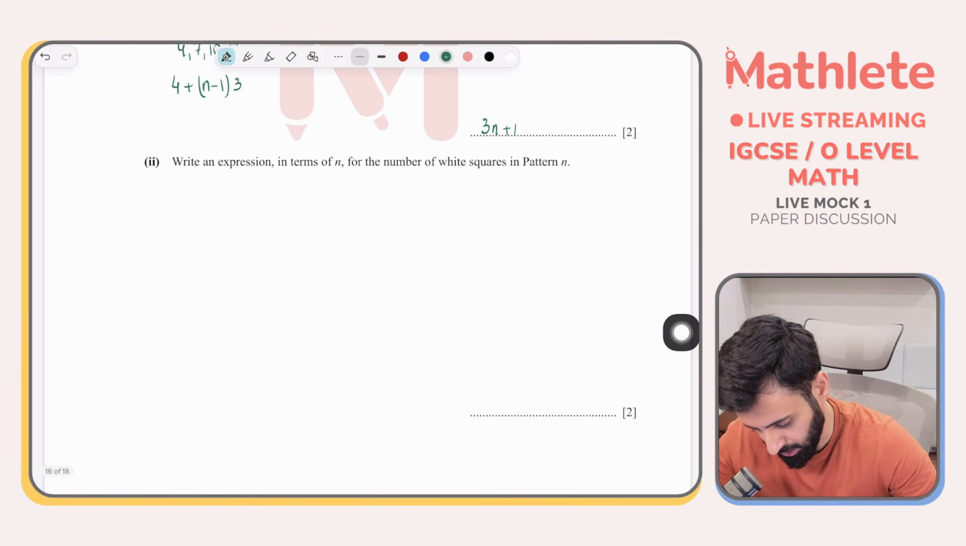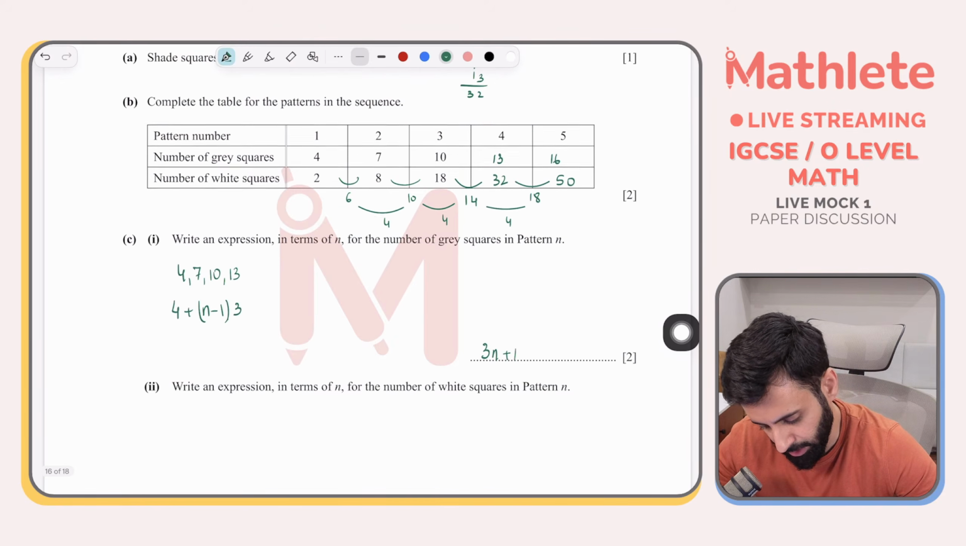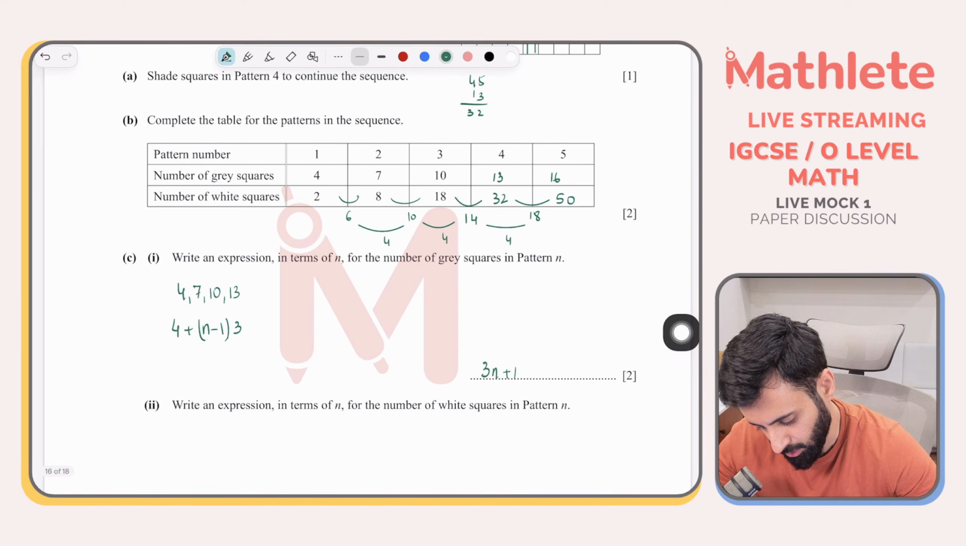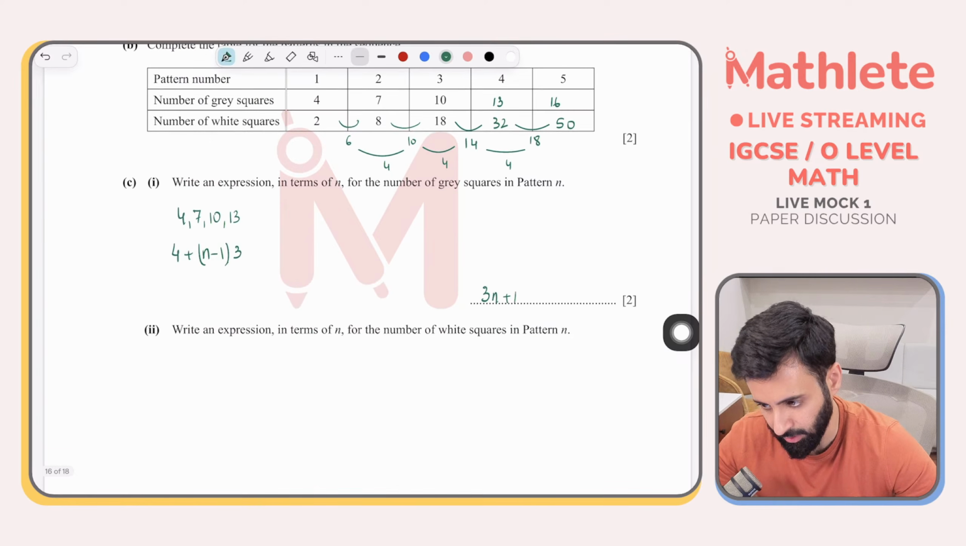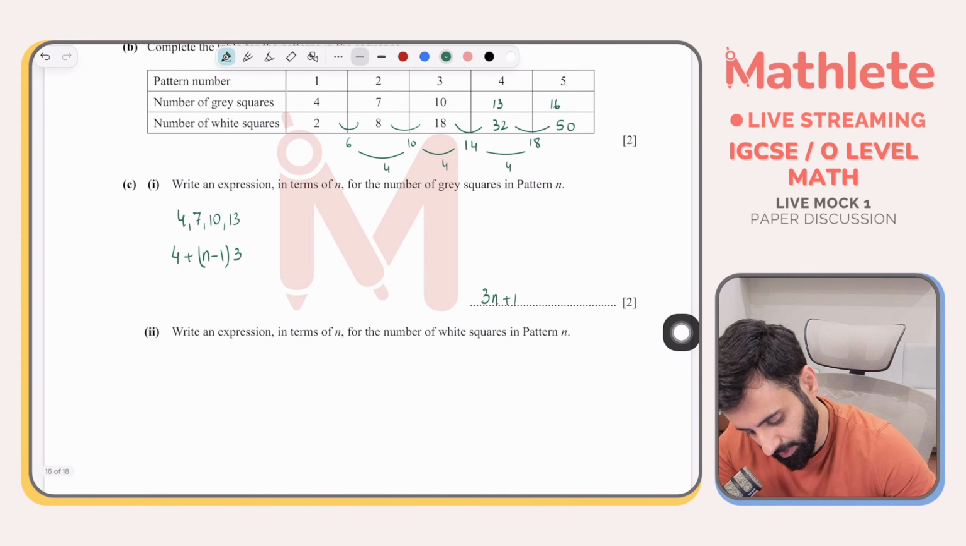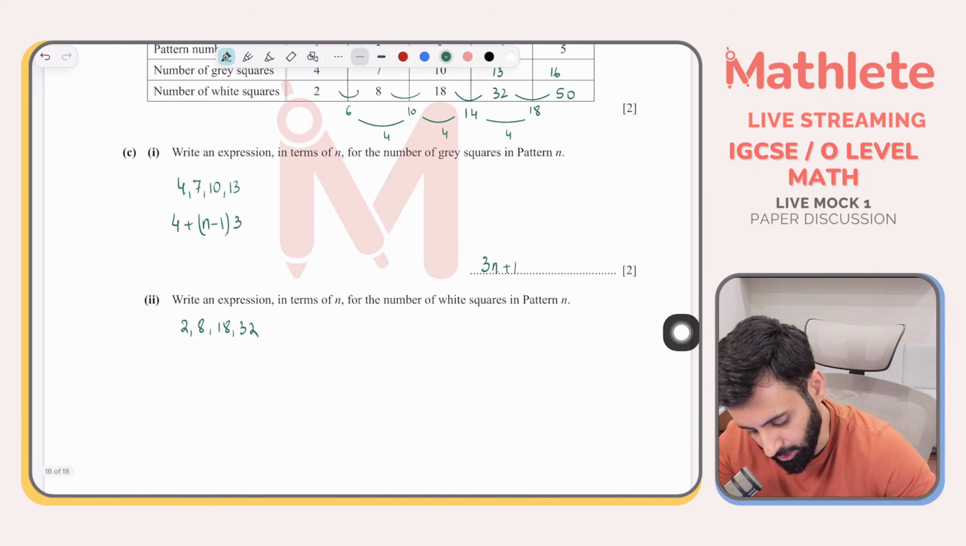Okay, how many marks is this? It's 2 marks. Okay, white square के लिए हम एक काम करते हैं. Let me see if we can find a shortcut. I don't think we can. So एक काम करते हैं. Let's do it the longer way. So that's 2, 8, 18. And the longer way is also not that long. If you think about it, it's not that long.